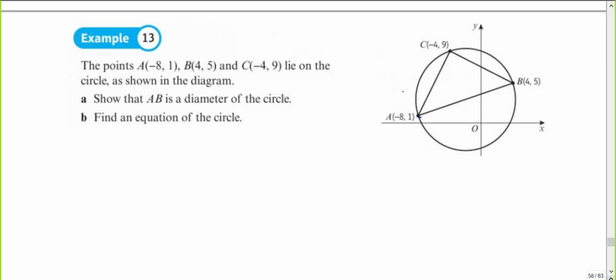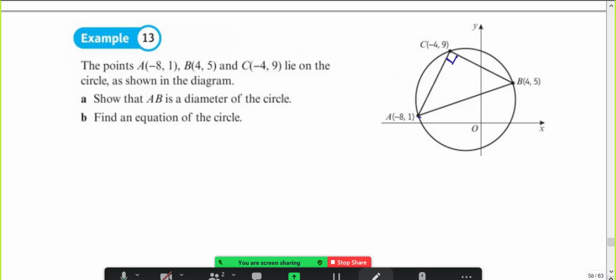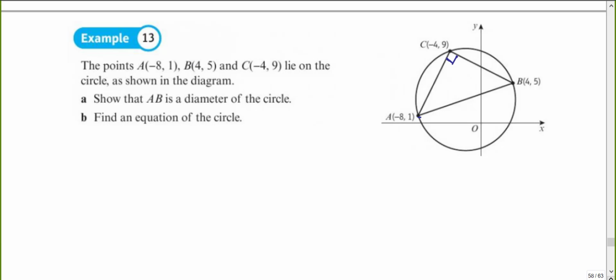According to the rule we said, if this angle is 90 degrees, then AB is a diameter. So what you have to prove is that this angle is 90. How would you do that, Adam? And pay good attention. You know the Pythagorean theorem. What's Pythagoras? A squared plus B squared equals C squared.